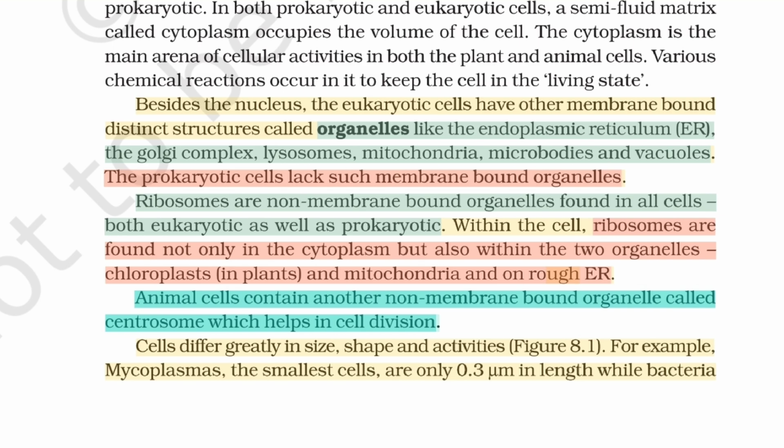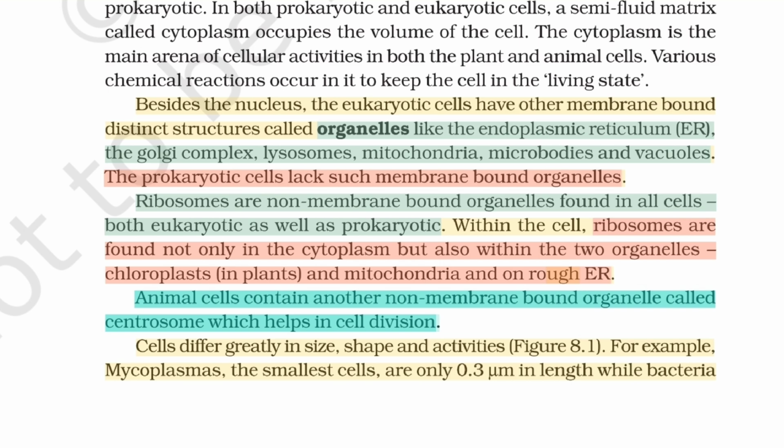Ribosomes are non-membrane-bound organelles found in all cells, both eukaryotic as well as prokaryotic. Within the cell, ribosomes are found not only in the cytoplasm but also within the two organelles, chloroplasts, in plants, and mitochondria and on rough ER. Animal cells contain another non-membrane-bound organelle called centrosome which helps in cell division.